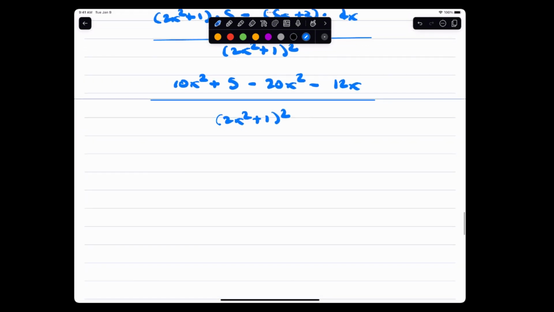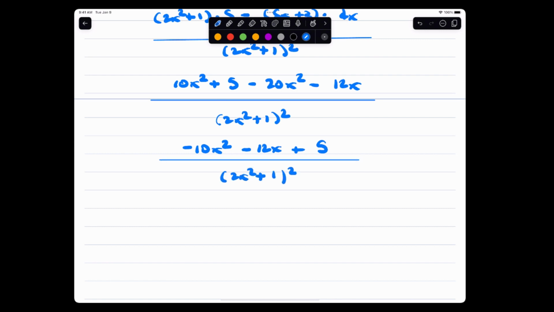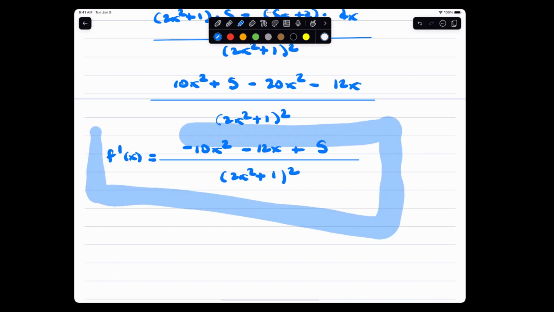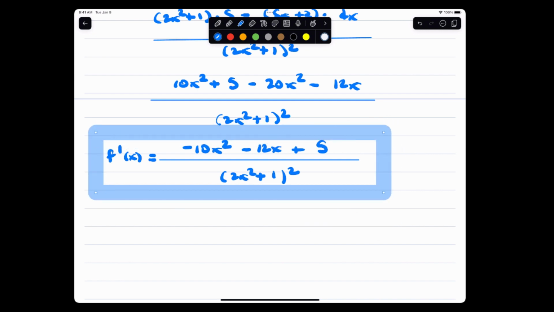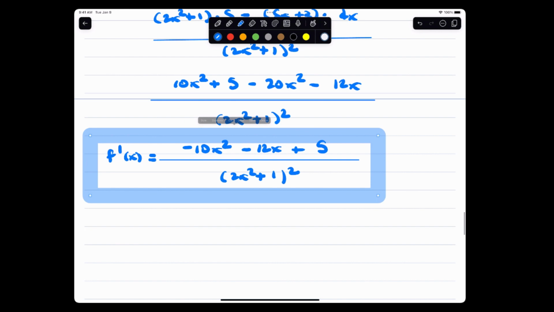Okay, so now what do you get here? What's 10x squared minus 20x squared? Is that minus 10x squared? And then that'll be minus what? Well, 12x. Oh, yeah, minus 12x. I apologize. I should drink that coffee. Plus 5, everything over? Yep, there you go. Easy peasy, lemon squeezy. There you guys go. Is that what you guys got? Pretty good. Not too bad, ladies and gentlemen.